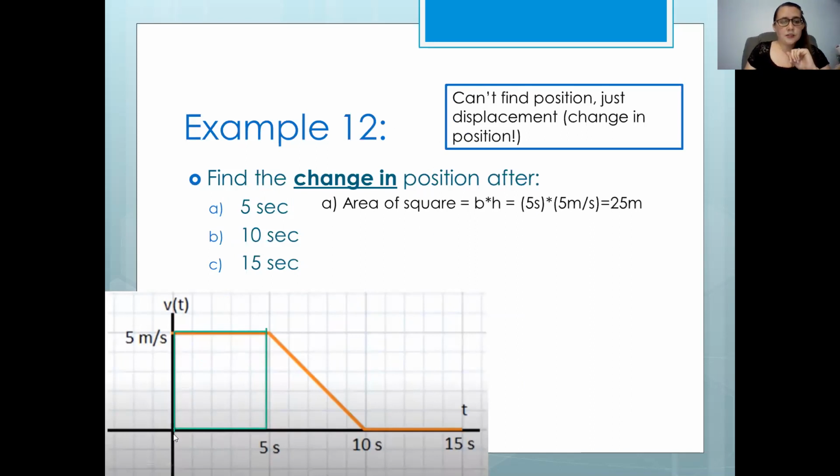So our first time interval here, this first 5 seconds, is a rectangle, well, I guess really a square in our graph. So we're going to apply the equation for the area of a square, base times height. So this base is 5 seconds. The height is 5 meters per second. So that gives us a displacement there of 25 meters in that first time interval.